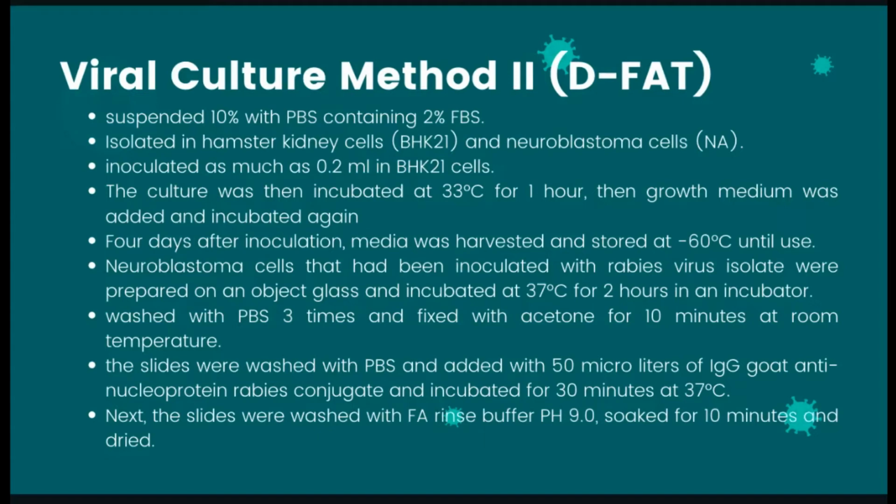After incubation, the slides were washed with PBS and 50 microliters of immunoglobulin G goat anti-nucleoprotein rabies conjugate was added and incubated for 30 minutes in an incubator at 37 degrees Celsius. Next, the slides were washed with FA rinse buffer pH 9, soaked for 10 minutes and dried. Before the slides were completely dry, they were mounted with FA mounting fluid and read with a fluorescence microscope at several magnifications.